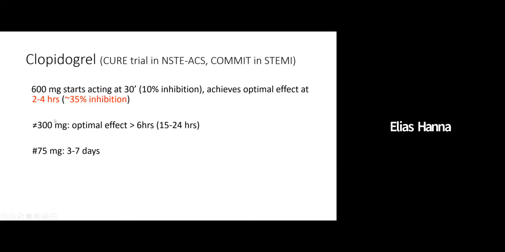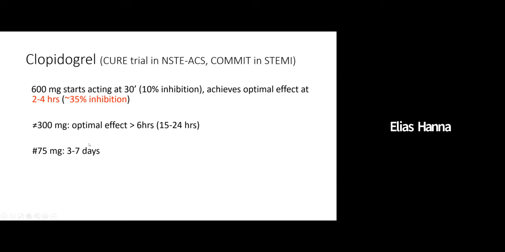Now, on the other hand, if you load with 300 milligrams, the effect starts around 24 hours. So it's not suitable for when you're doing your procedure in a few hours, or if you've already done your procedures. You can do it if you're doing an elective PCI. You can ask the patient to take 300 milligrams the morning before your procedure. This is where 300 milligrams is relevant. Or if you're loading an ACS patient, again, on admission, several hours, many hours or a day before a procedure.